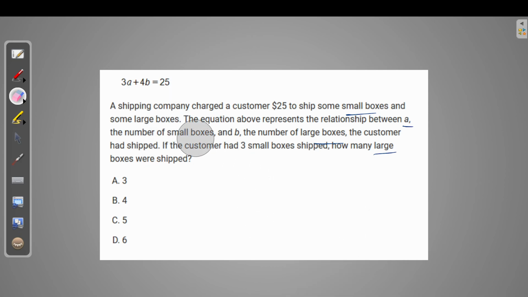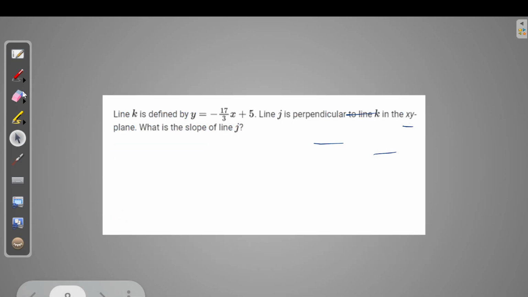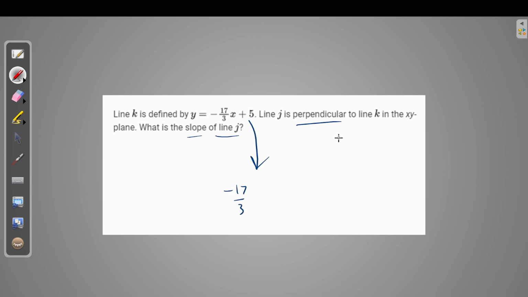Alright. On to the medium problem. We have line k is defined by y equals negative 17 over 3x plus 5. Line j is perpendicular, now that's the most important part of this problem, to line k in the xy plane. What is the slope of line j? Slope. So this is mainly a comprehension problem where you have to know how to get perpendicular from the original slope. So we have negative 17 over 3, and the key trick is to always take the opposite reciprocal here.